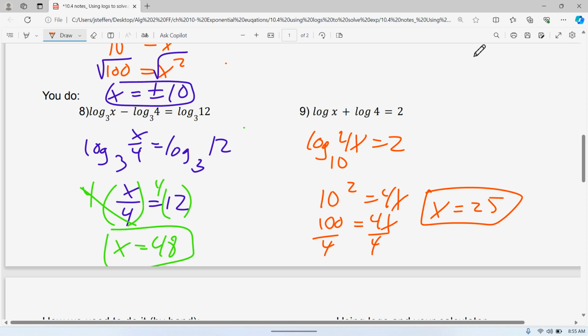And again, you just have to make sure you remember, if there's logs on both sides, make it into a single logarithm, and then you forget about the logs. If there's only logs on the left or only on the right, get it into a single logarithm and then turn it to exponent form.